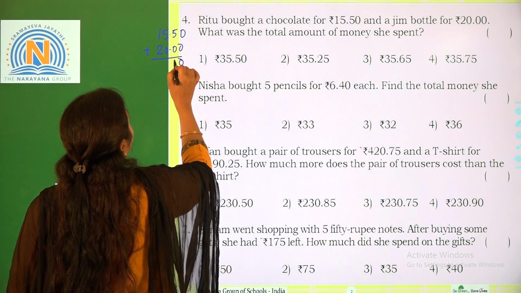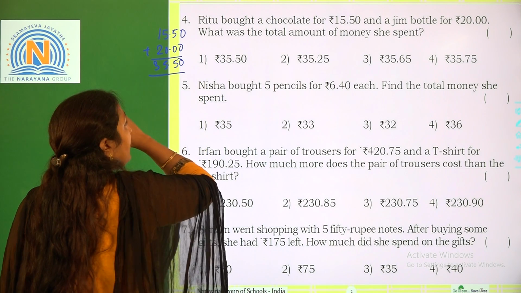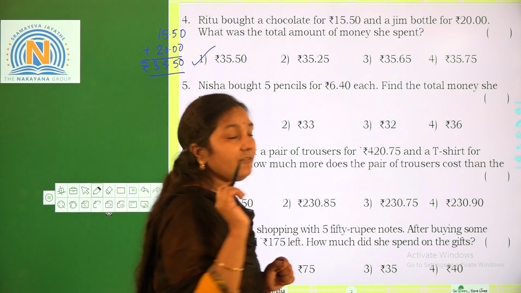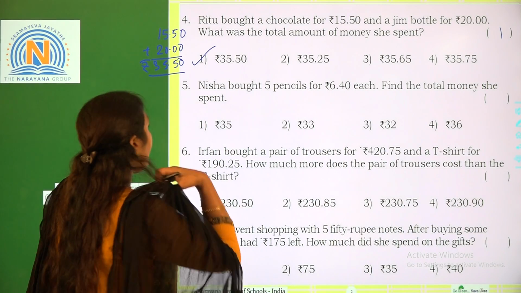0. 5 plus 0 is 5. 5 plus 0 is 5. 1 plus 2 is 3. 35 rupees 50 paise. Which is the correct option? Option 1. Next one.